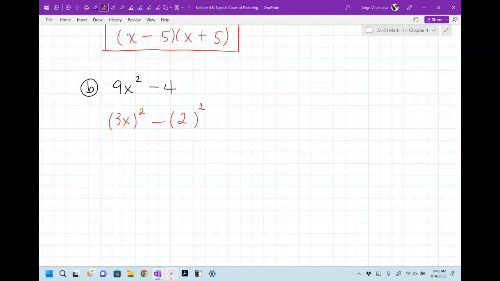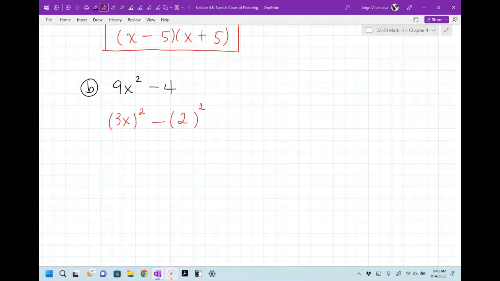Now before I move on, I forgot to do this in the very beginning. Remember I told you don't forget, but sometimes you do forget. 9x squared minus 4, do they have anything in common? No, right? They don't have any letters in common. They don't have a number that divides them both. So I didn't have to factor anything out first. So that's good. Nothing went wrong with it. But remember to always check. Anyway, we got 3x quantity squared minus 2 quantity squared.